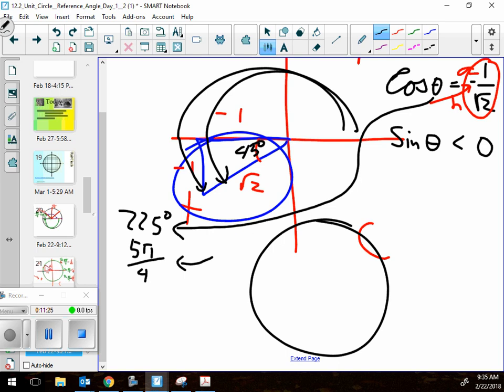Does that make sense to you? How did we get it? Because we knew the sides. Once we knew the sides, we could figure out the angles.